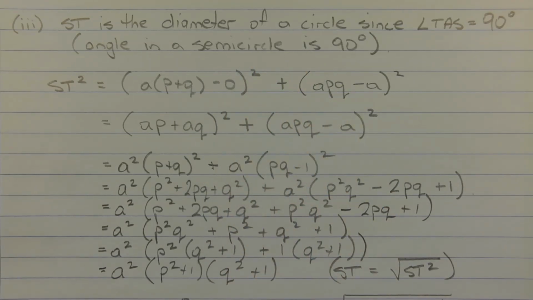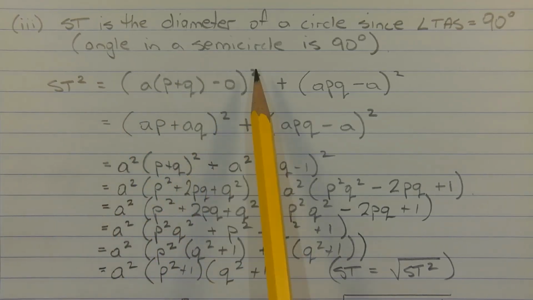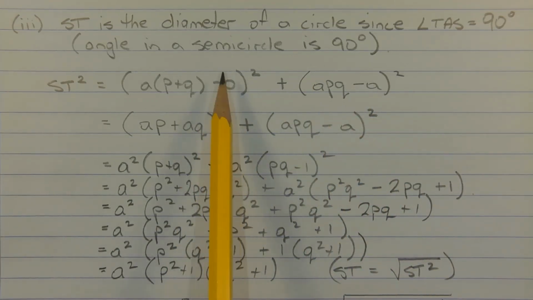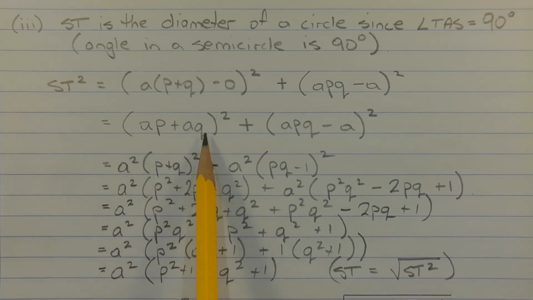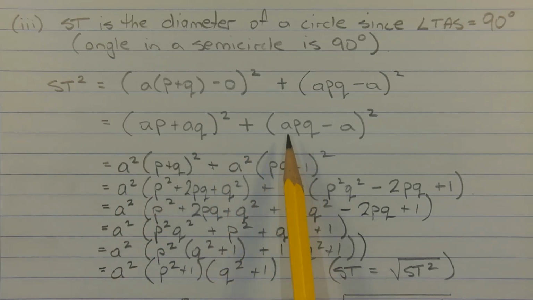So using the distance formula, we have ST squared is equal to (x2 minus x1) squared plus (y2 minus y1) squared. So using the appropriate coordinates, we have ST squared is equal to (a times (p plus q) minus 0) squared plus (apq minus a) squared. Now we can discount the minus 0 here, so we get (ap plus aq), and we get that by expanding this expression here, all squared, plus (apq minus a) squared.